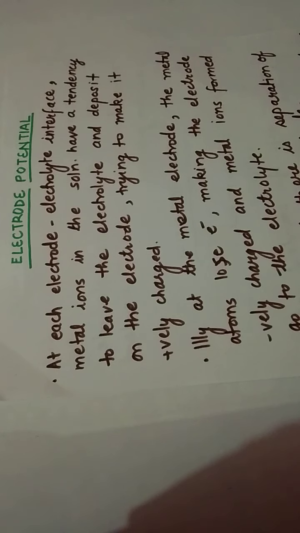As in class 11 we are doing the third chapter, electrochemistry. So today we'll be discussing some important terms. The first term is electrode potential. Electrode potential is related to the potential difference that is developed between the electrode and the electrolyte.